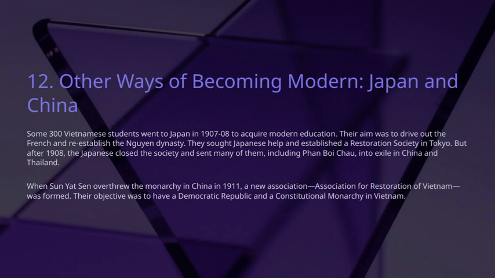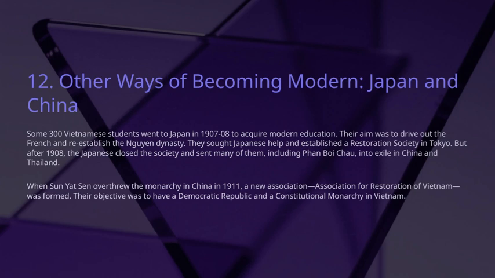Their hope was to use this knowledge to drive out the French colonizers and restore the Nguyen dynasty. They looked to Japan for support and even set up a restoration society in Tokyo. But things didn't go as planned. After 1908, Japan shut down the society and sent many of these students, including Phan Boi Chau, into exile in China and Thailand.